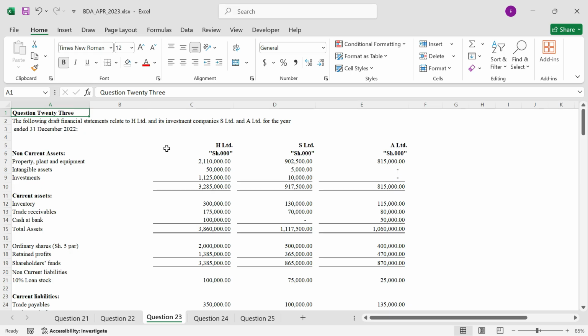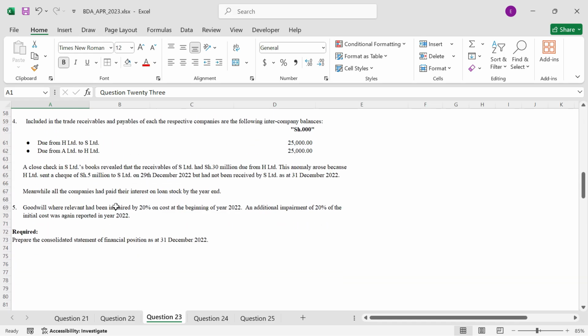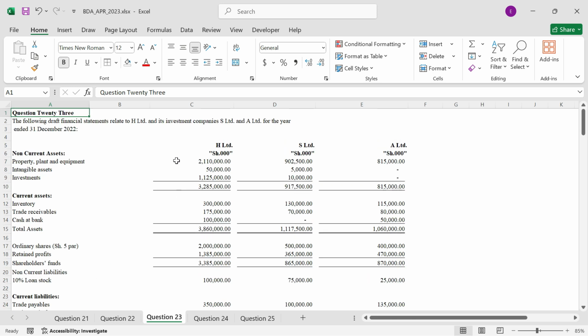This is a DBA 2023 paper. We are required to prepare the consolidated statement of financial position as at 31st December 2023. Our question reads: the following draft financial statements relate to H Limited and its investment companies S Limited and A Limited for the year ended 31st December 2023.